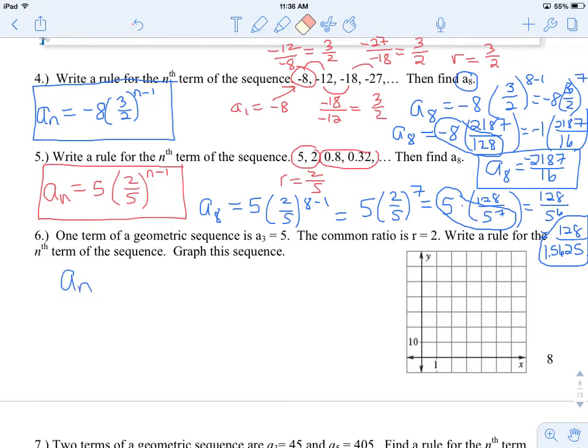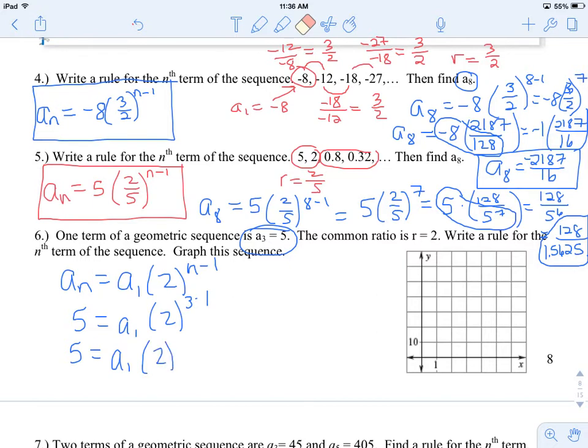So if we start writing our rule, we would do a sub 1, which I don't know yet, times the common ratio to the n minus first power. To find a sub 1, I need to use this fact, that the output is 5 when the n value is 3. So I now solve this equation for a sub 1.